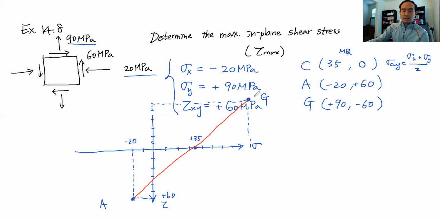Okay, so the length of this is going to be r. You can easily find r from the equation, or using the Pythagorean theorem. The base of the triangle is 20 plus 35, so 55. And the height of the triangle is going to be 60, so r is the square root of 55 squared plus 60 squared. When you calculate it, I got 81.4.